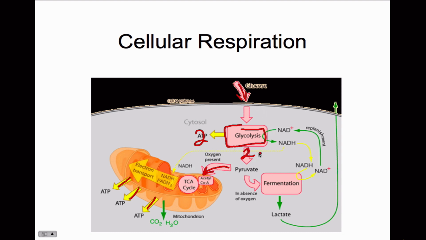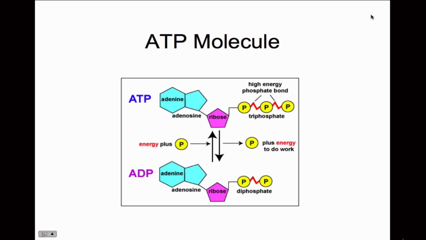Now, if there is no oxygen available, in the absence of oxygen, then these pyruvate molecules would go into a process that's called fermentation. So there would still be some energy generated, but not as much as when there's oxygen, and it can go through the whole cycle.